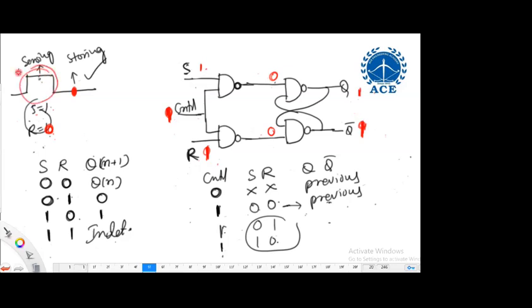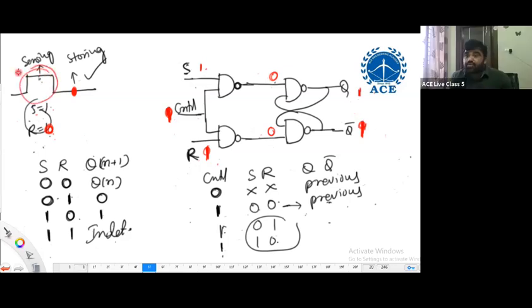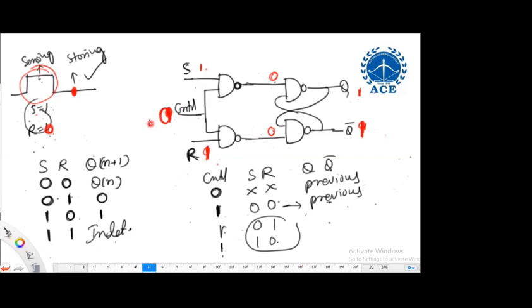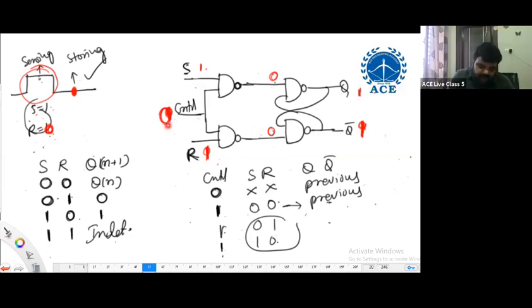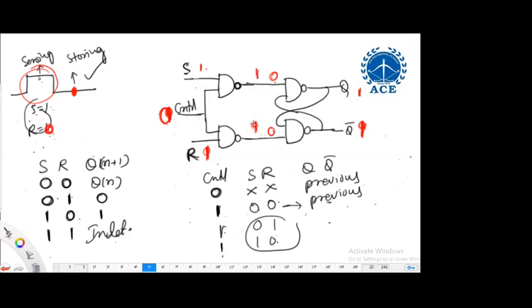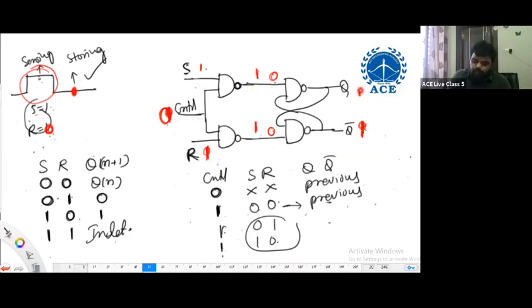Then I want to observe what will be stored after this. Then you are making control equals 0 to observe what is stored. When you are making control equals 0, here we are getting 1 1. Already the output is 1 1. Now you are getting 1 1 here.